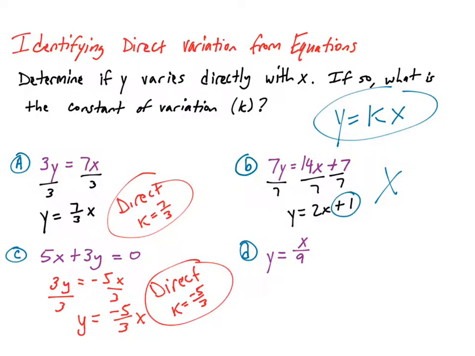And then last but not least, we've got y equals x over 9. In reality, we can rewrite this as y equals 1/9 times x. So right now we can see that this is in the right form. So this is also direct. And our k value is going to be 1/9.